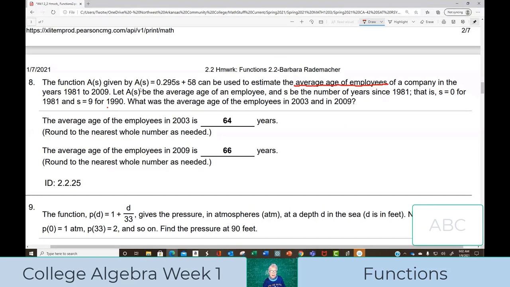The function A of S given by this function right here can be used to calculate the average age of employees between the years 1981 and 2009. Let A of S be the average age of an employee, they already said that, and S be the number of years since 1981. That is S equals 0 for 1981 and S equals 9 for 1990. This is a very common way to calculate time, and you're going to see that it's used over and over again.